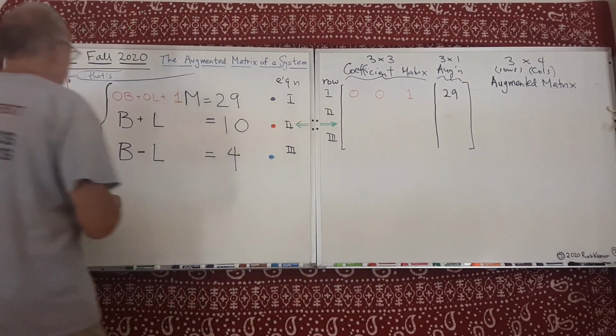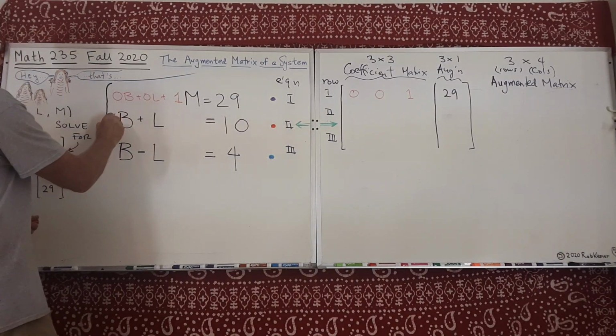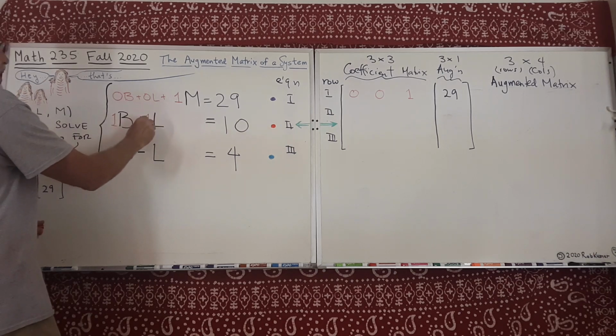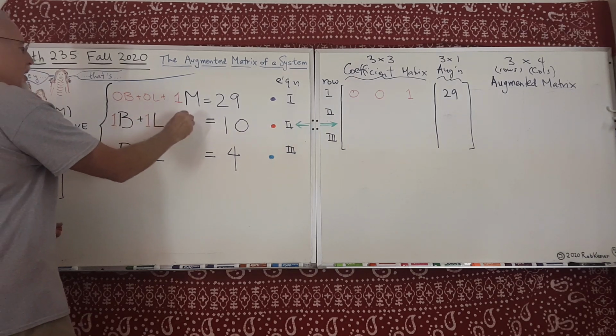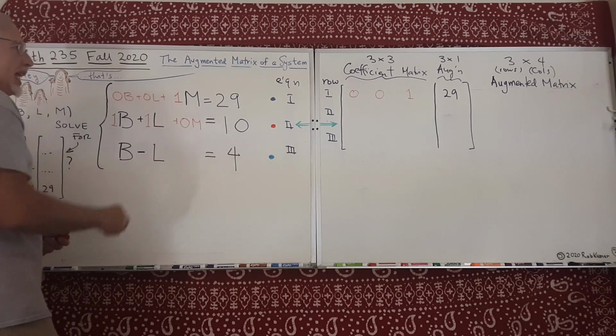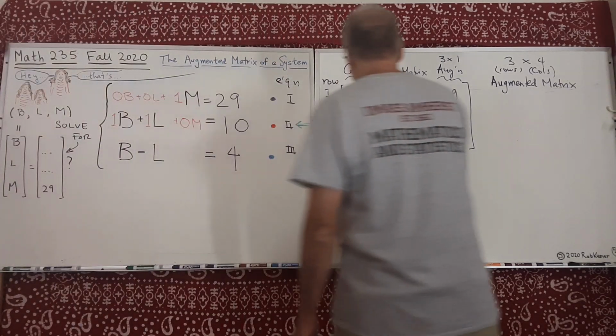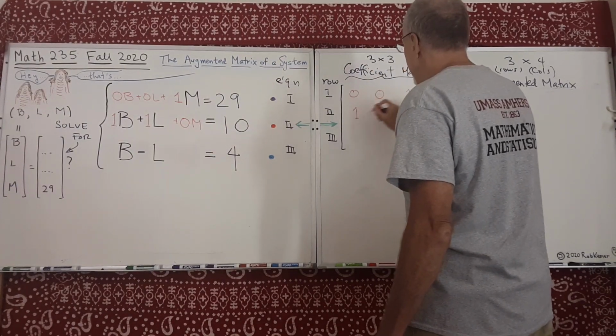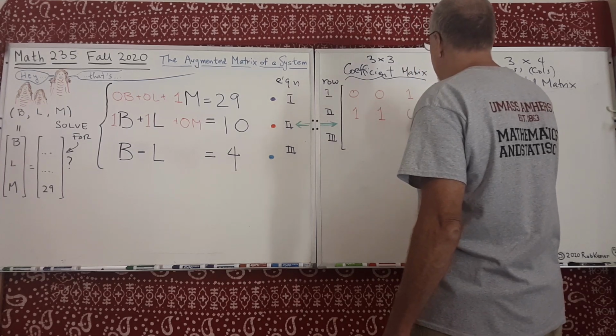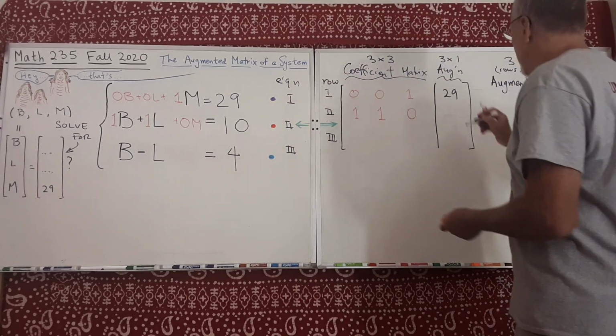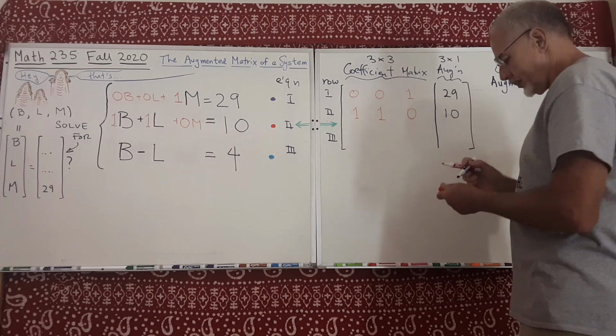And how about this one? Well, this one, it's 1b plus 1l plus 0m equals 10. So I should put here 1, 1, 0, and the 10 is the same.